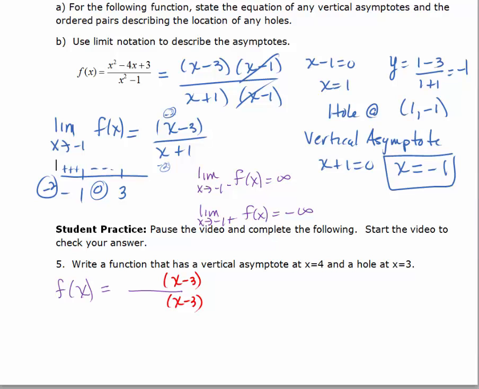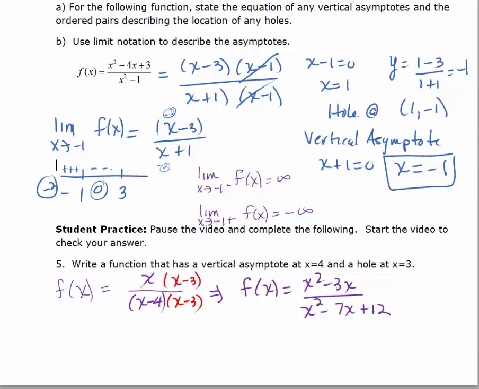And so I'll put my factor of x minus 4 in the denominator, and then in the numerator you can put any factor you want, any binomial factor or a monomial. I'll put in an x, right? And then I'll simplify my function. So my function is going to be f of x equals x squared minus 3x all over x squared minus 7x plus 12.